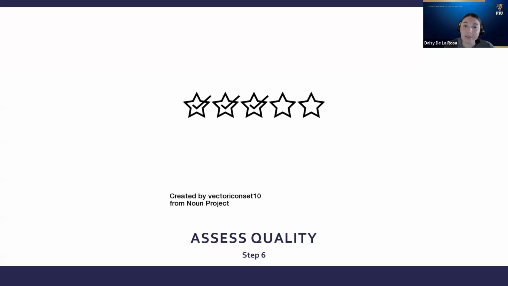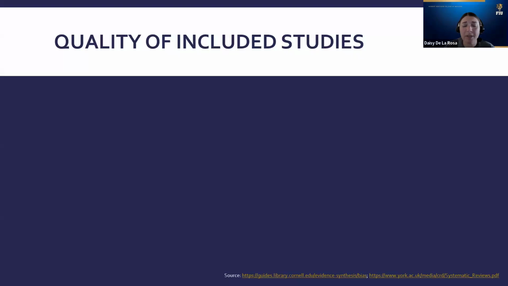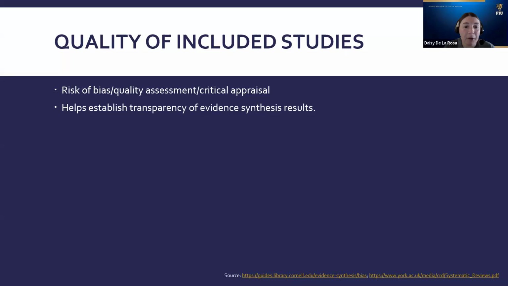So then once you've extracted the data from all the studies, you have to assess the quality of all the included records, or studies, I should say. Another way of thinking about this is a risk of bias, a quality assessment, a critical appraisal. Those terms are used typically interchangeably. This helps establish the transparency of evidence synthesis results, right? Because you're telling people how good these studies were, so that they know if they can trust the results.